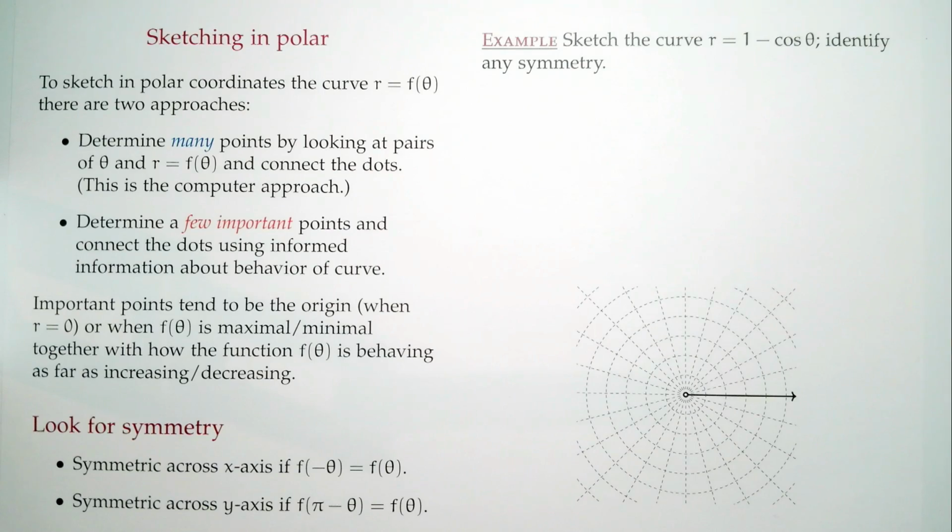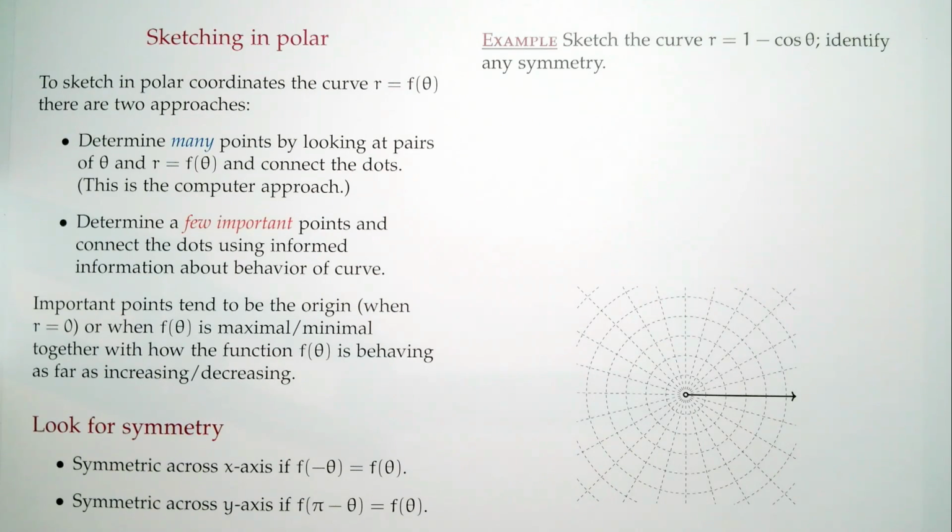Now, that's if you have a lot of patience and a lot of time. If you don't, we do what we would do in calculus, which is say, look, not all points are equally important. So instead of trying to plot all the points, let's identify important points. You might say, well, what makes a point important? Well, important points tend to be 0, that's when you're at the center, the origin, and also where you're as far away from the origin as you can be. So in some sense, the maximums and minimums.